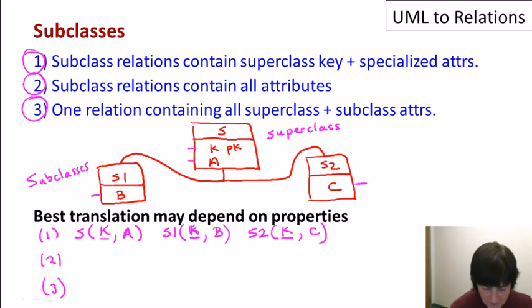Now let's look at the second translation. We still have the superclass, and our subclasses now are going to contain all of the attributes that are relevant. So they'll have the key attribute from the superclass.